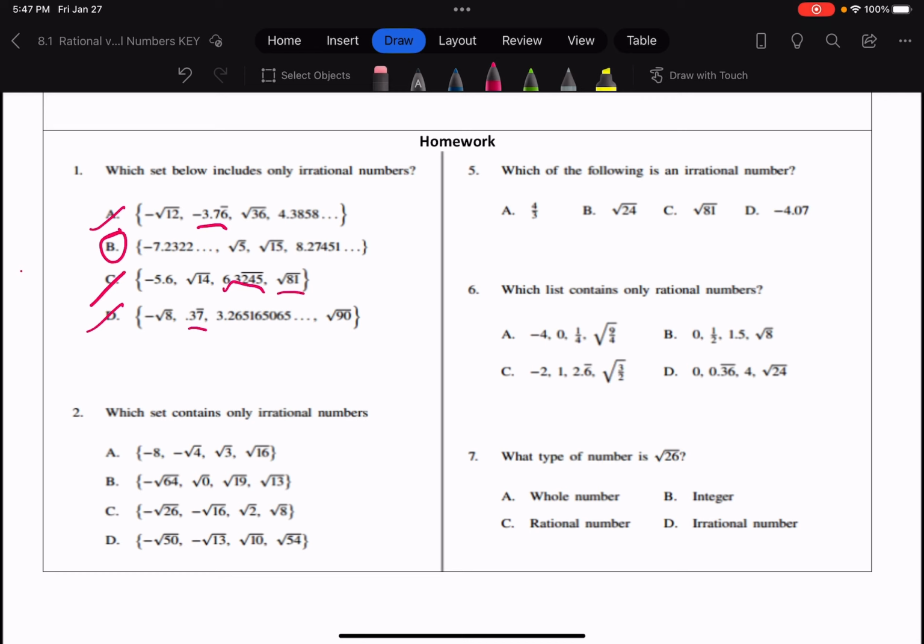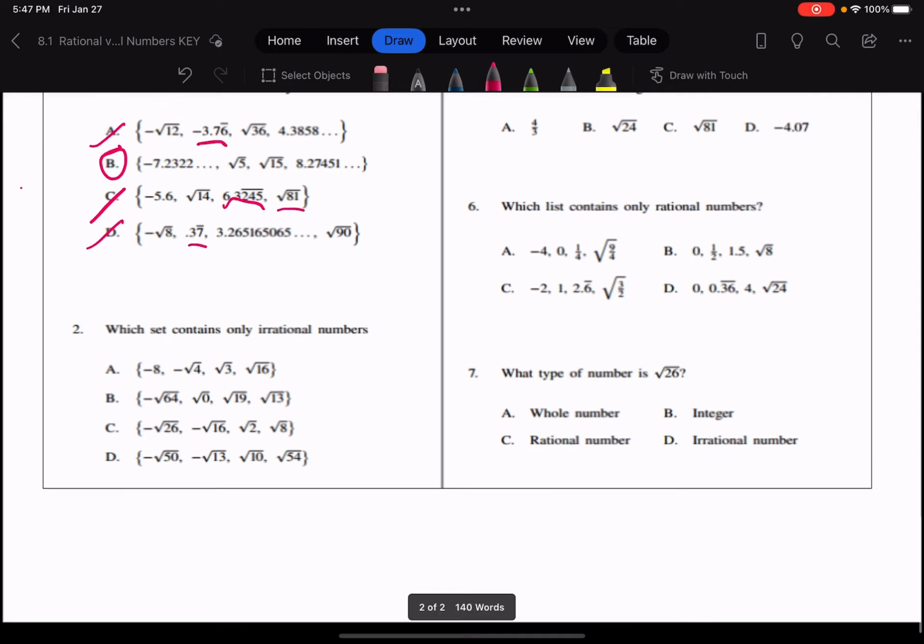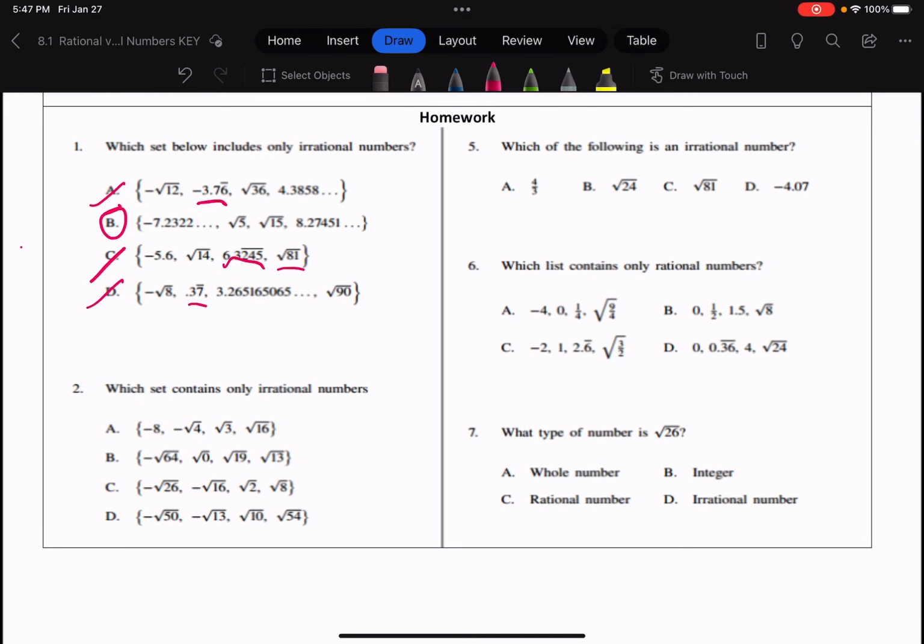Number 2 is asking us to do the same thing. So it says, which set contains only irrational numbers? Well, I know the square root of 4 simplifies to 2, so it's not A. I know the square root of 64 simplifies to 8, so it's not B. I know the square root of 16 simplifies to 4, so it's not C, which means D has to be the choice. And if I'm looking at those radicands underneath the radical symbols here, 50 is not a perfect square, 13 is not a perfect square, 10 is not perfect, neither is 54.